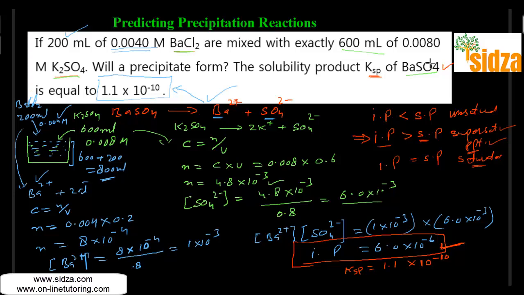This is how we can predict whether the precipitation reaction takes place or not.